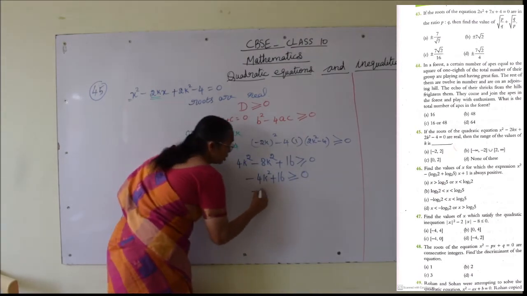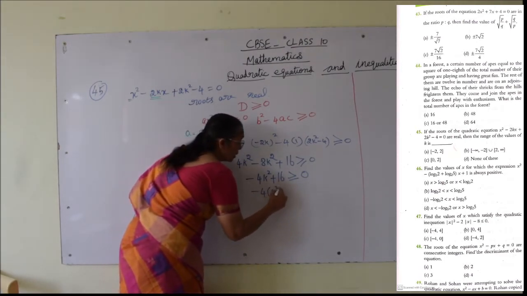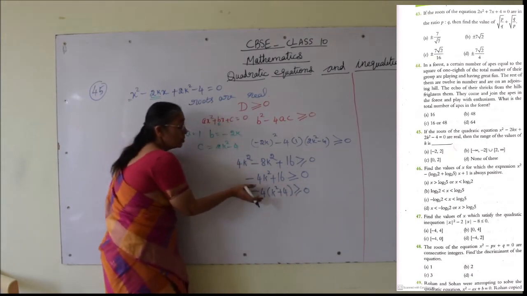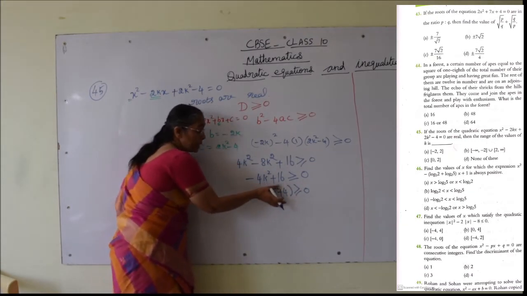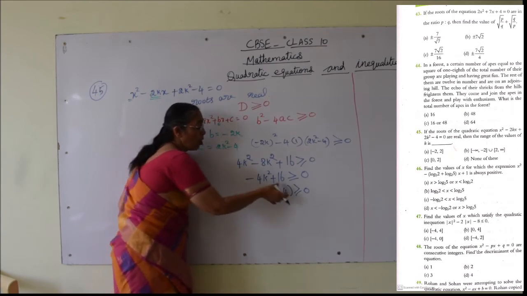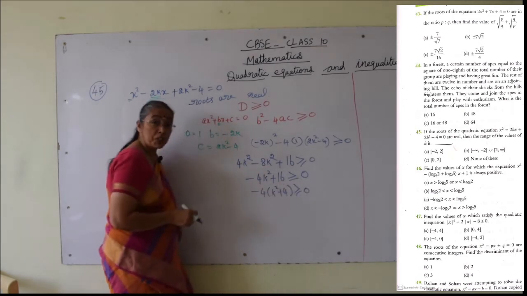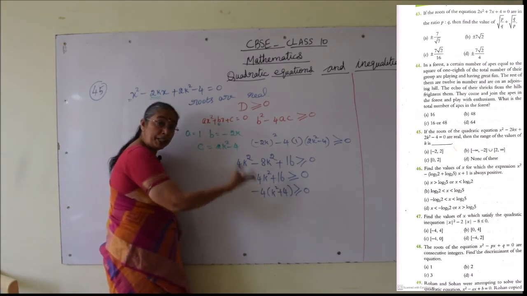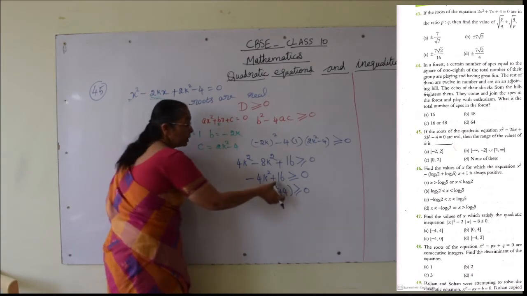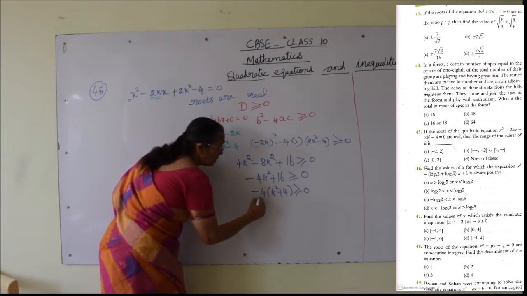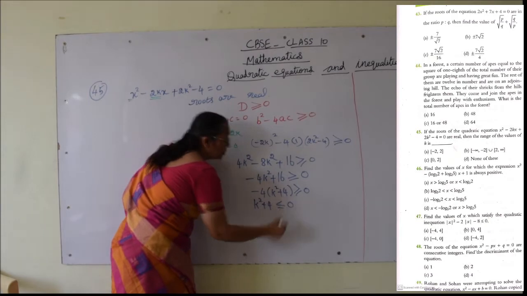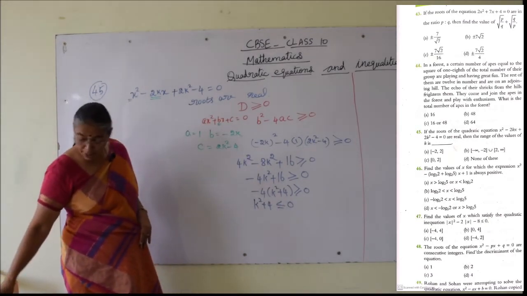So, taking minus 4 common outside, k square plus 4 greater than or equal to 0. Now, minus 4 is one term, k square plus 4 is another term, their product is given as positive. This is negative. So, when you get positive, negative into negative only gives positive. So, that implies your k square plus 4 must be less than or equal to 0. So, k square plus 4 is less than or equal to 0.